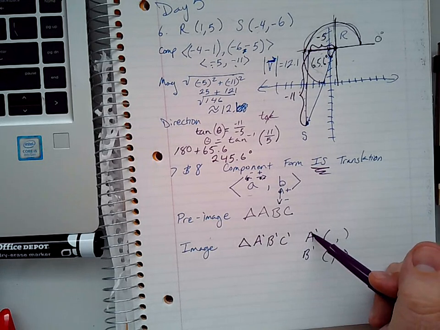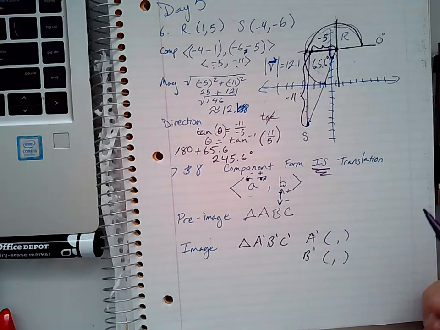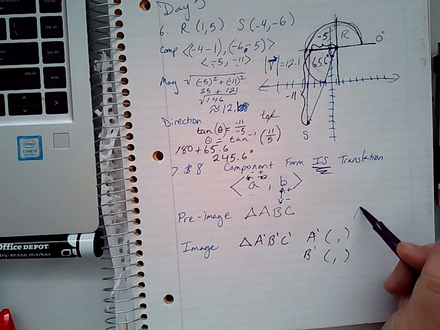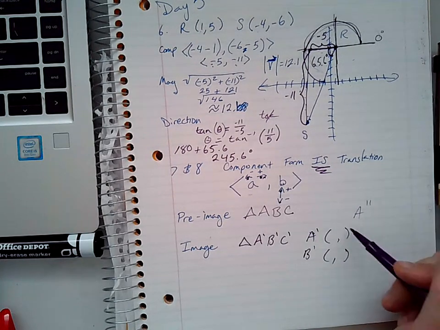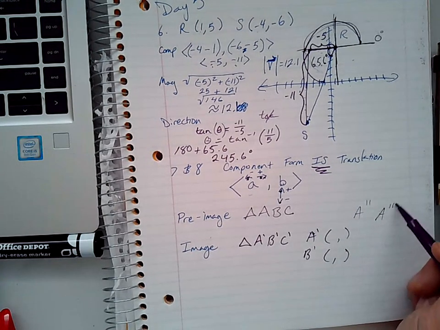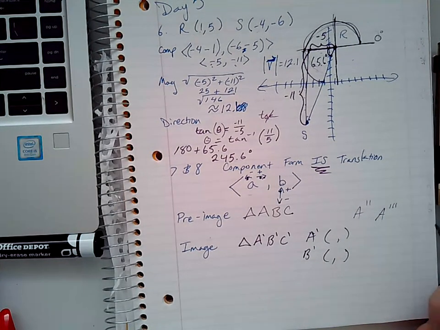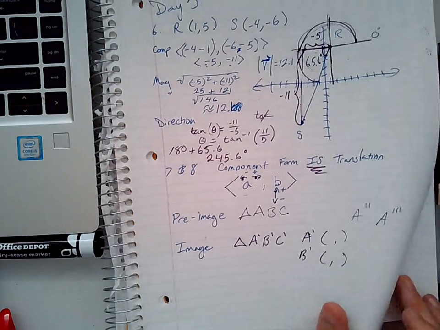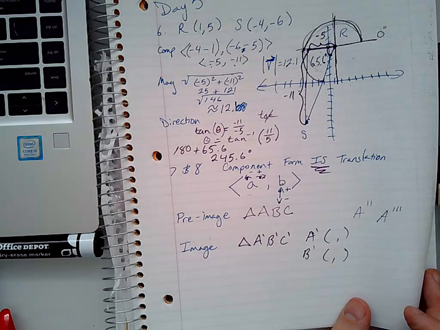If we moved it from A prime to another one again, we would call that next one A prime prime. If we moved it again, we'd call it A prime prime prime, right? I'm going to hit pause real quick and move on to day 6, and we will continue.